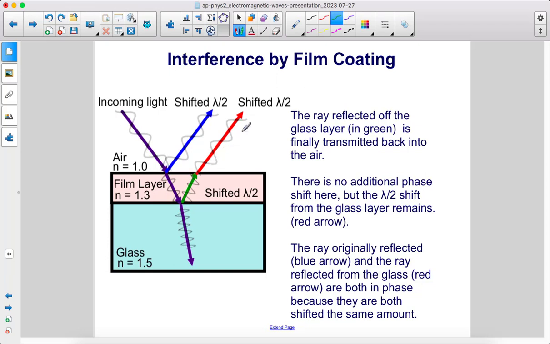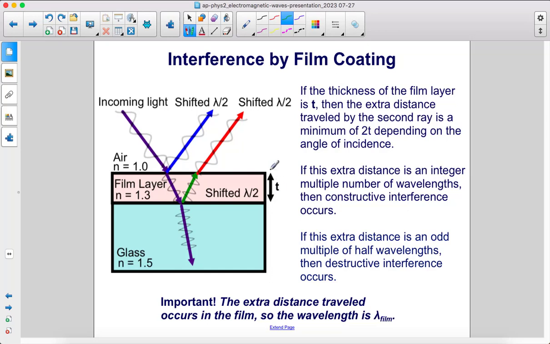There's no additional phase shift here because we're just transmitting it through. But the lambda over 2 shift from the glass layer remains. The ray originally reflected here and the ray reflected from the glass here are both in phase because they were both phase shifted the same amount. If the thickness of the film layer is T, then the extra distance traveled by this second ray, the red ray, is about 2T, at a minimum.